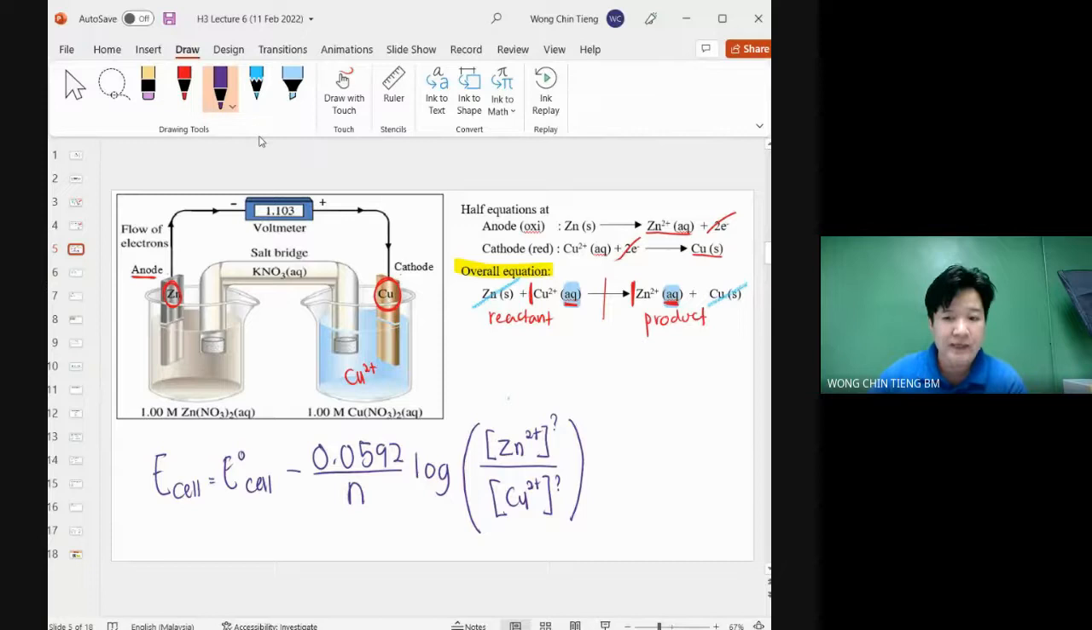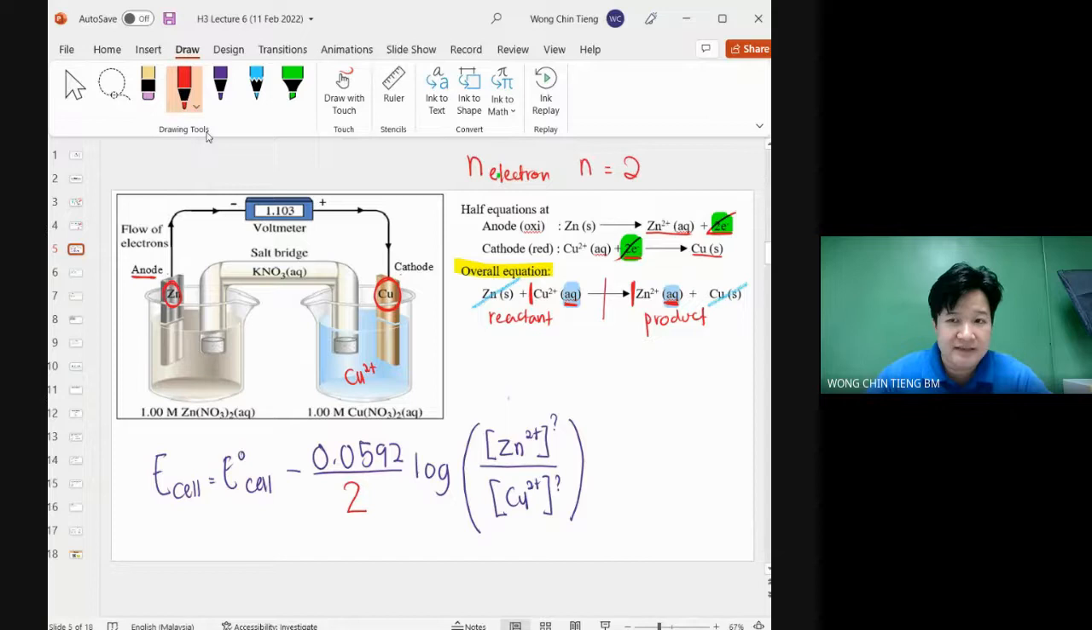Now the next question is, what would be my N value? What I mean is the number of electrons in the overall equation. If you look at your overall equation, there is no electron? Yes, electrons won't appear in the overall equation, but electrons exist before the overall equation is combined. We cancel the electrons. How many electrons do we cancel? We cancel 2 here. 2 cancel 2, therefore N is 2. So N is the number of electrons that you cancel before you combine. 2 cancels with 2, so N will be 2 for this case.